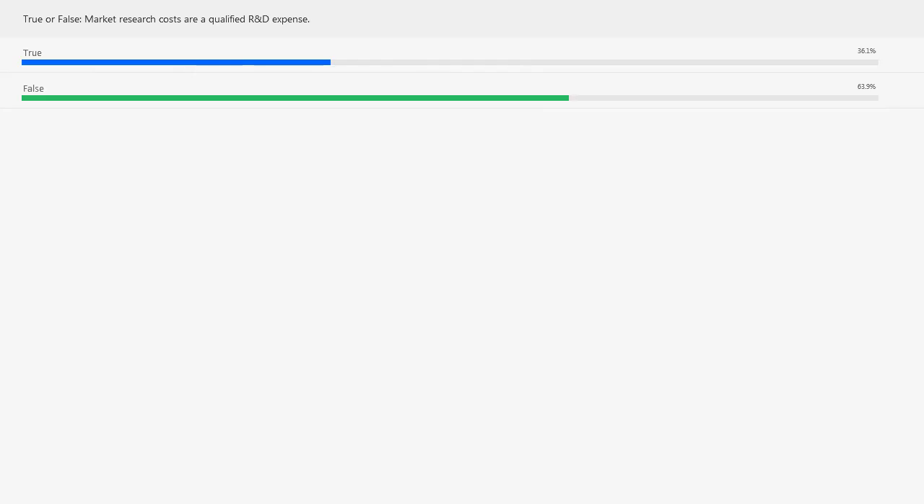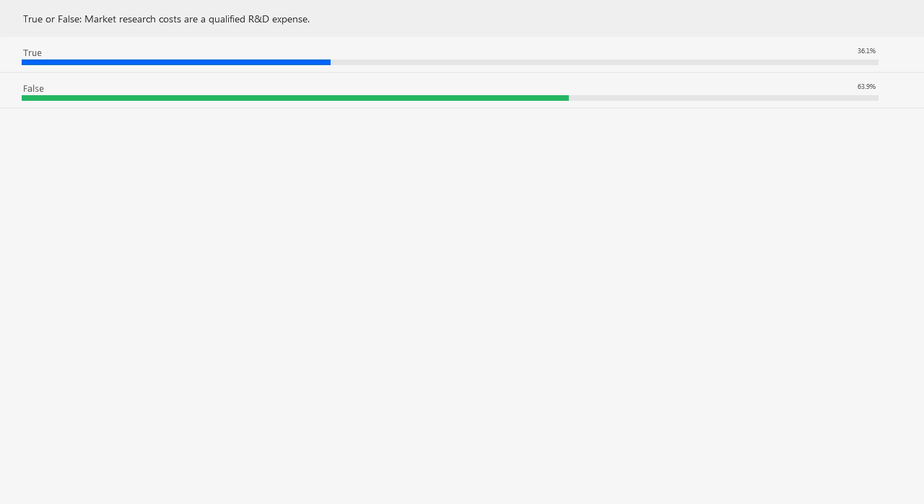All right, we're a little split here. The correct answer is false. So market research, the reason that it doesn't qualify is it doesn't meet that technological in nature test. Whereas we may have some uncertainty present, it doesn't rely on the principles of the hard sciences, and therefore we cannot qualify market research.